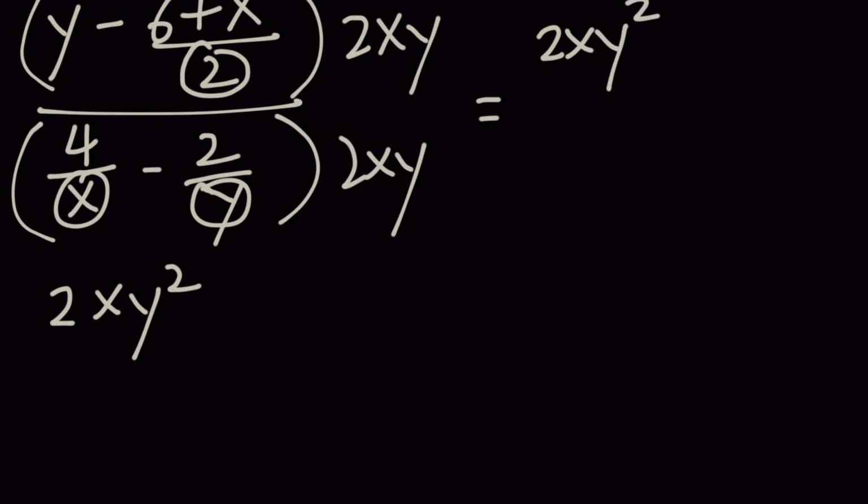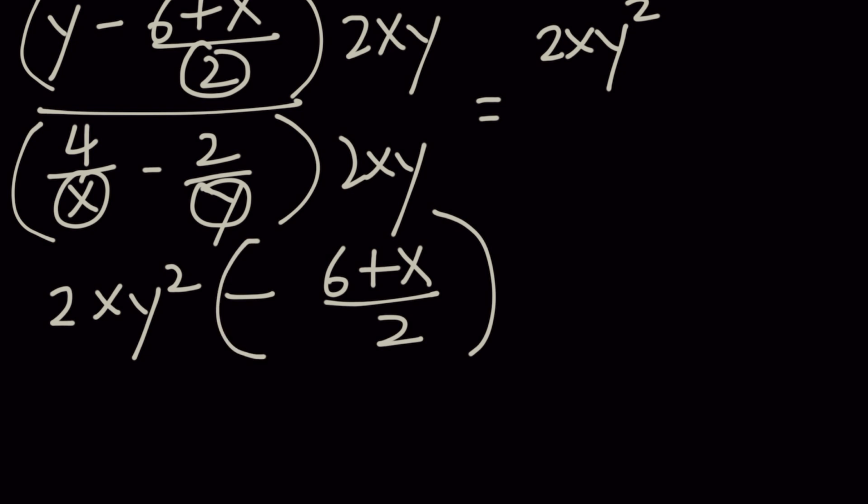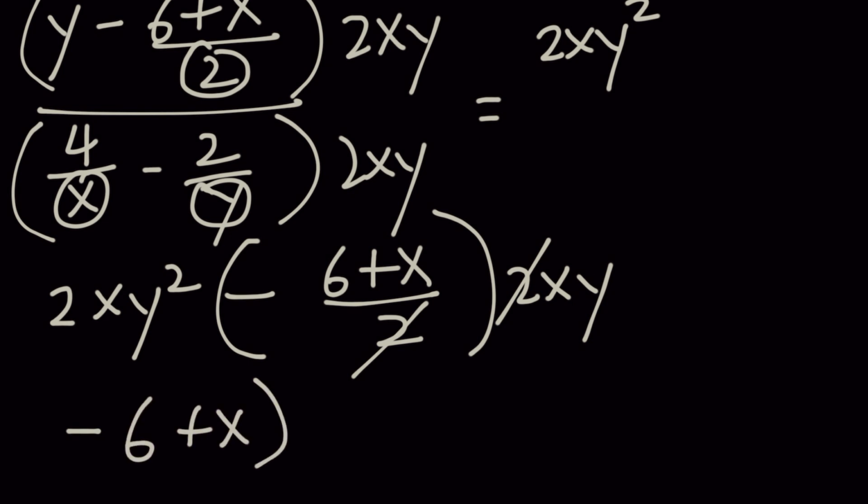Next, we have a negative 6 plus x over 2 multiply by 2xy. Now here we can see 2 and 2 crosses out. Then we just need to take negative 6 plus x multiplied by xy. And what we would get after multiplying by distributive property, we would get negative 6xy plus x squared y. And that will be the portion where we place here.